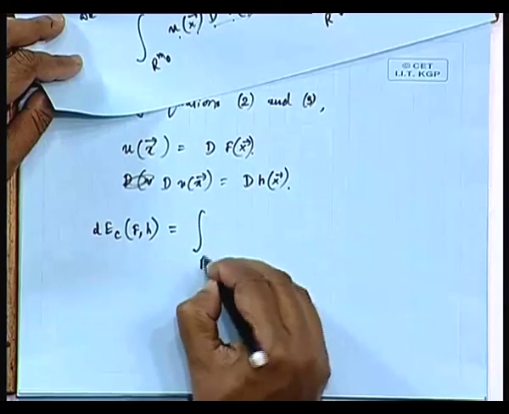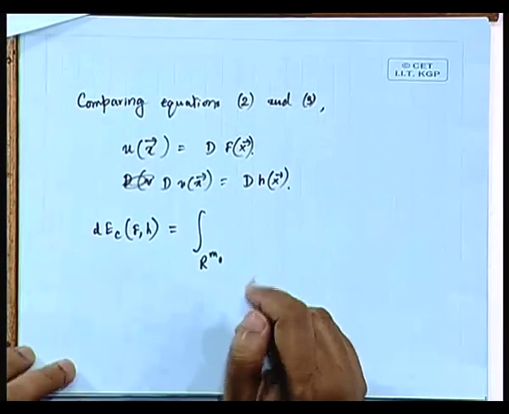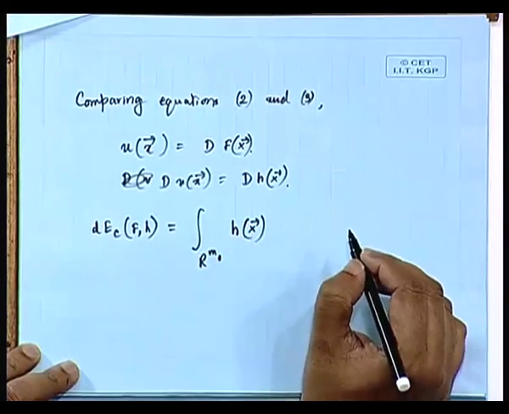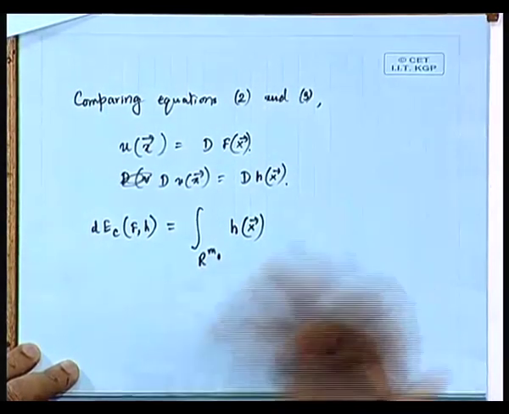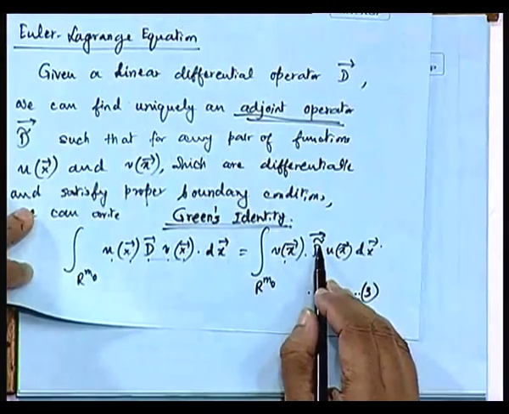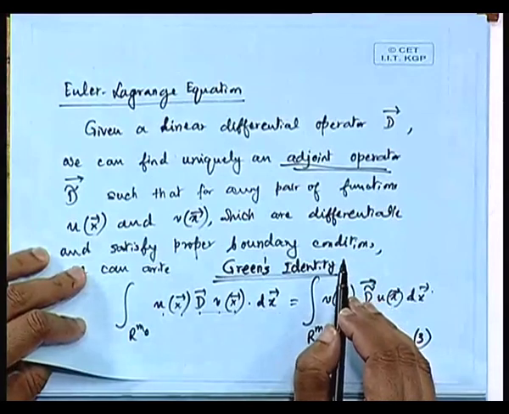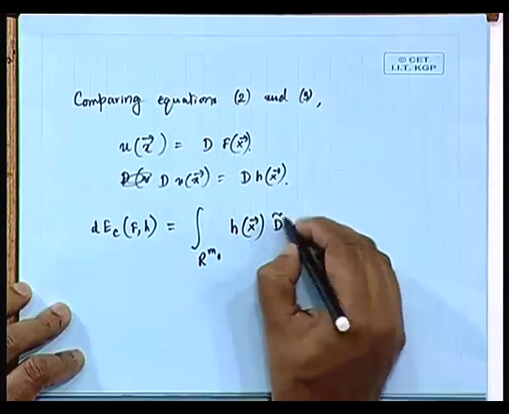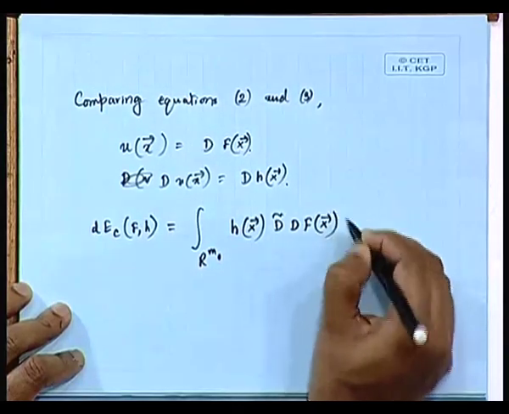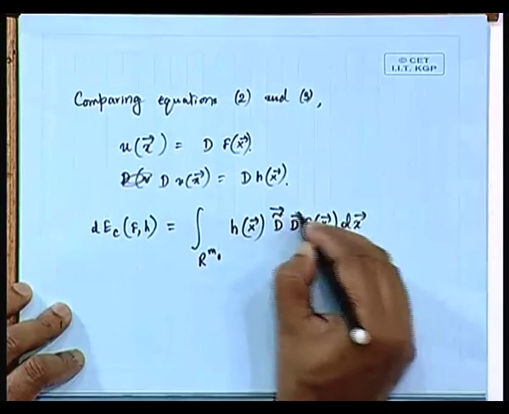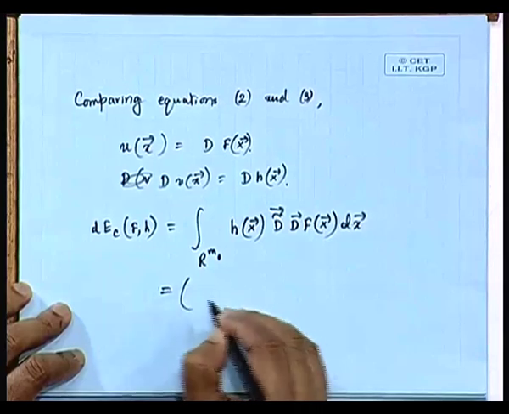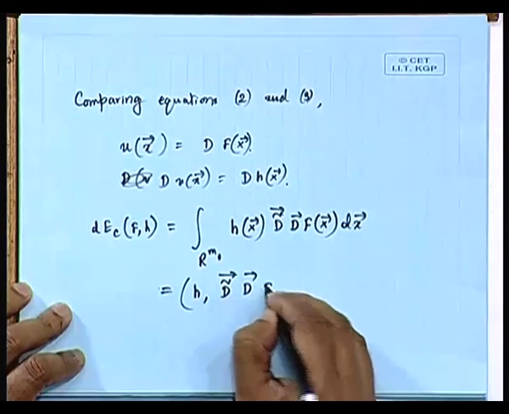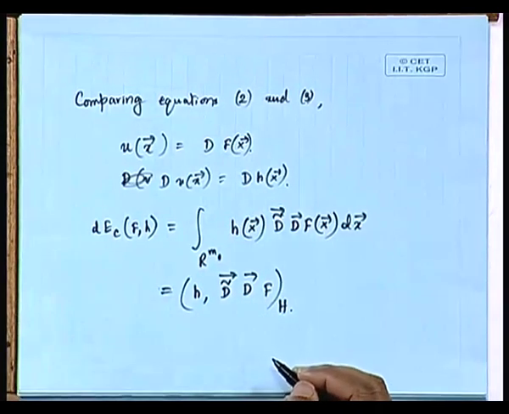Please dictate to me, then only I will know that you have understood this. h of x, d tilde d of F(x), right. Why d tilde? Because it is to be expressed as d tilde u(x), and what is u(x)? u(x) in our case is dF. So, it is d tilde dF. So, it is h(x) d tilde dF of x dx. Very good. So, this is equivalently in the inner product form expressible as the inner product of h and d tilde dF in Hilbert space H.